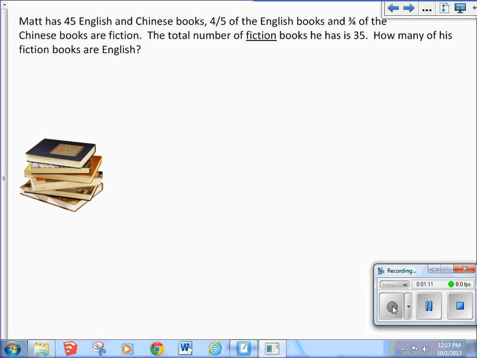A good starting point is always, who's this problem about? Or what is this problem about? Matt and his English books. Anything else? You got any other books? Fiction books. Yeah, and besides English, he likes Chinese books too.